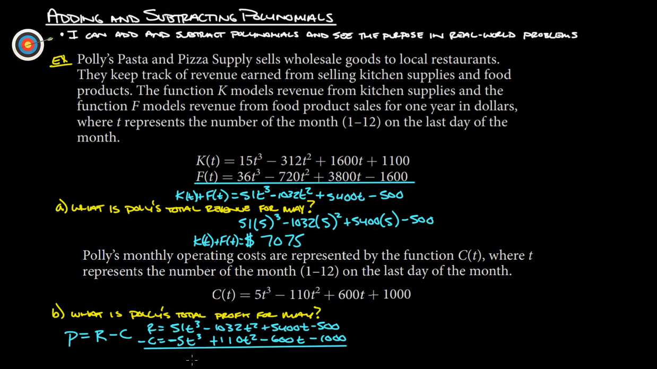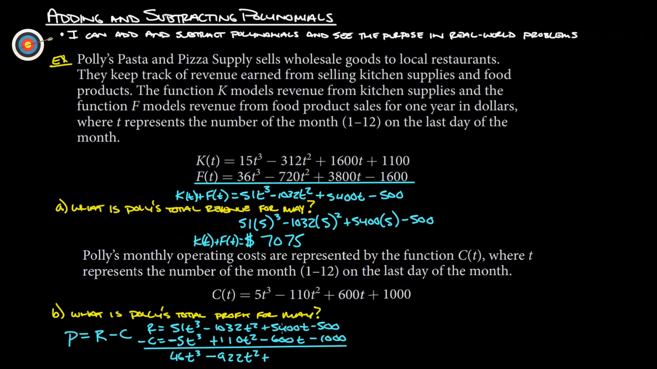So 51t cubed minus 5t cubed is 46t cubed. These two have opposite signs, so we're going to subtract them and keep the sign of the bigger one, which is the negative. So we get minus 922t squared. These are opposite signs.